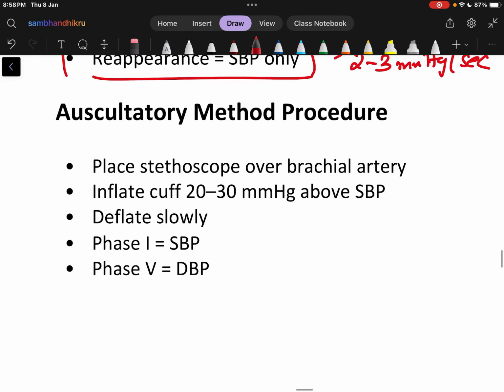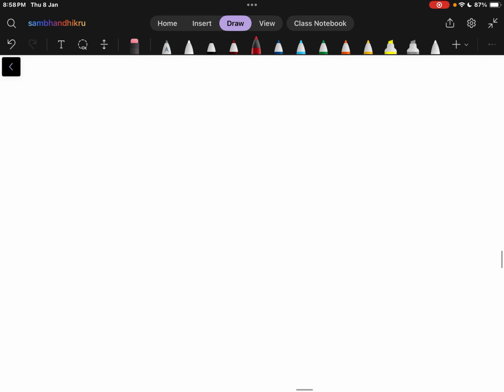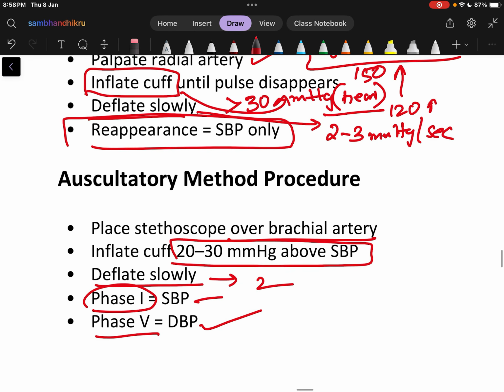Okay. Auscultatory method procedure: place the stethoscope over the brachial artery. Inflate the cuff 20 to 30 mmHg above. Deflate the cuff at 2 to 3 mmHg per second, as I said. Phase 1 is SBP, phase 5 is DBP, clear? Okay, in the next video we will discuss further. Thank you.